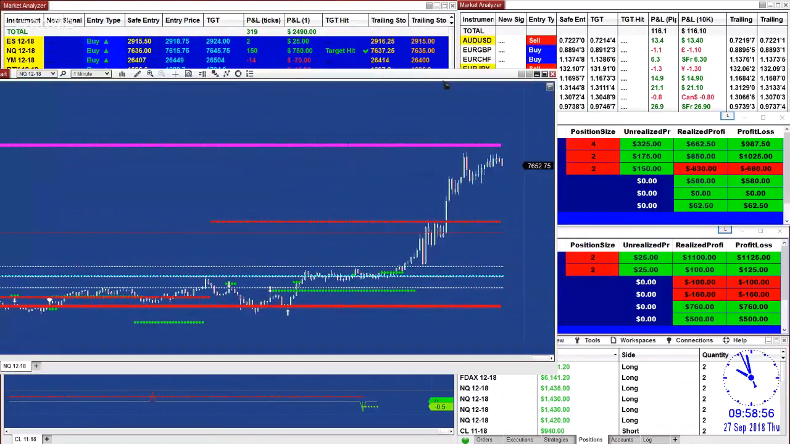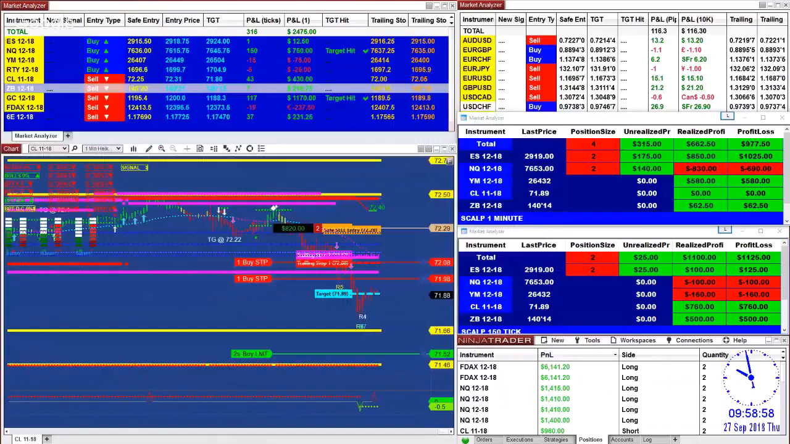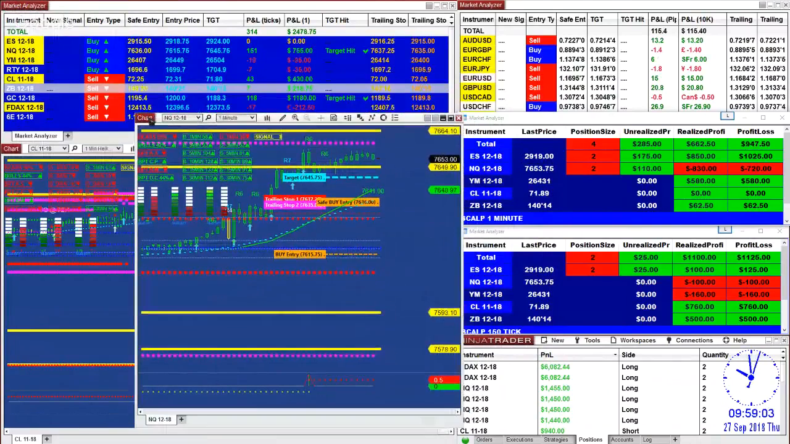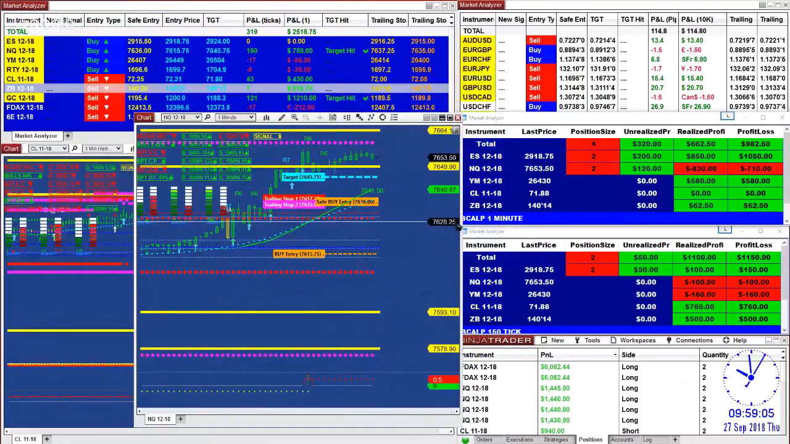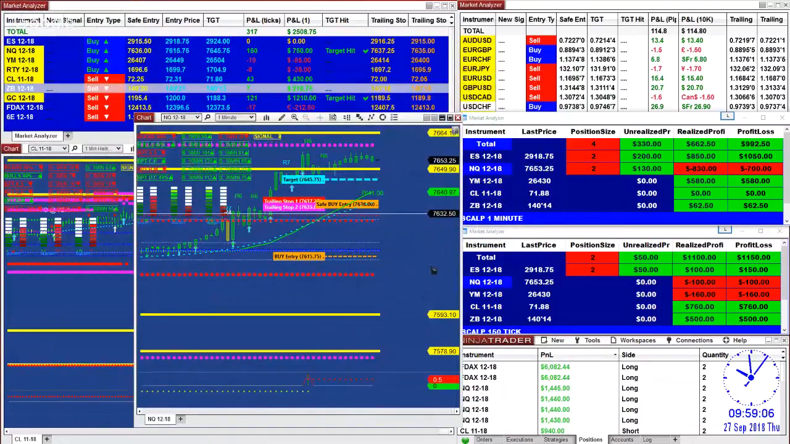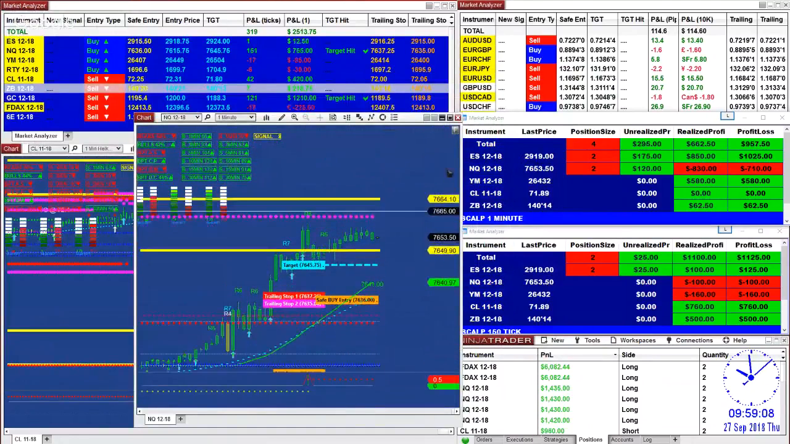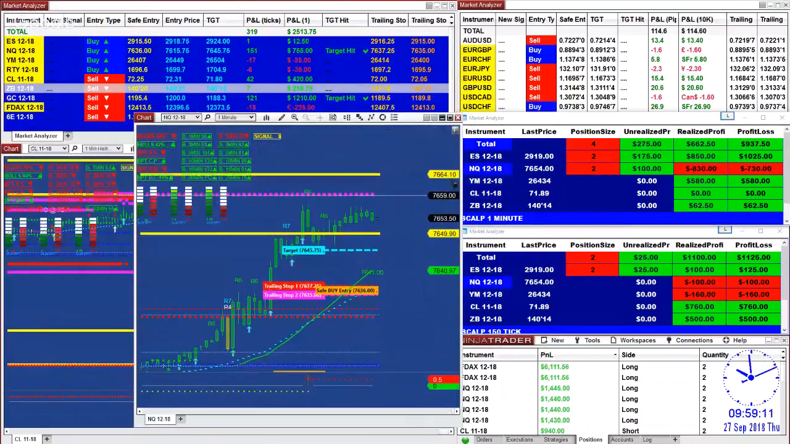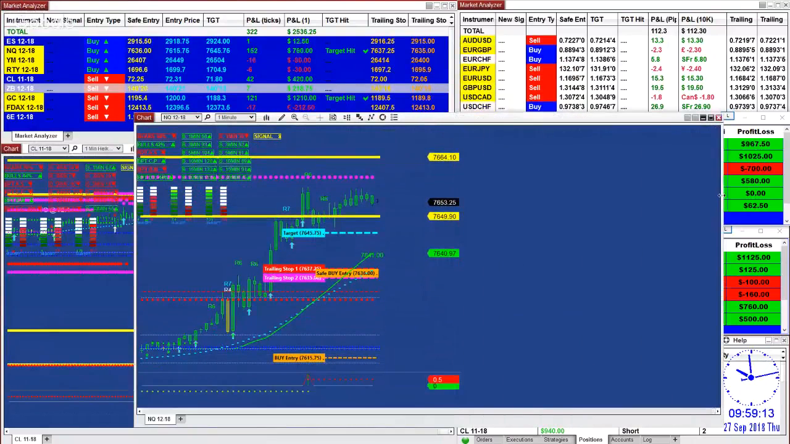One of the things you can also examine is what's going on in the Nasdaq. The Nasdaq already hit the target, and this is another clean picture of what's going on in the Nasdaq.